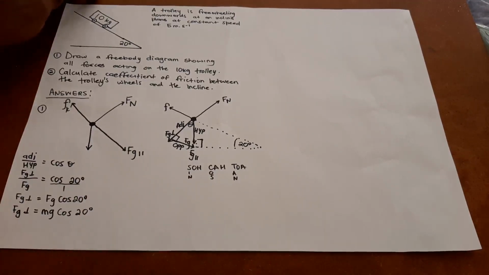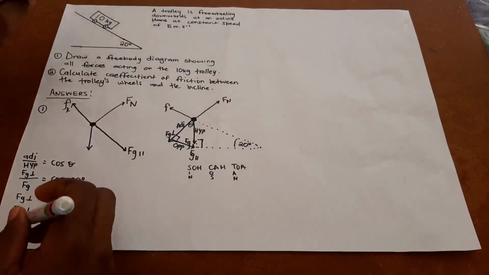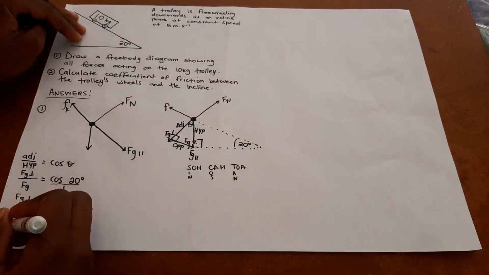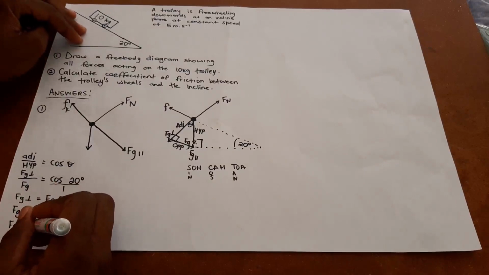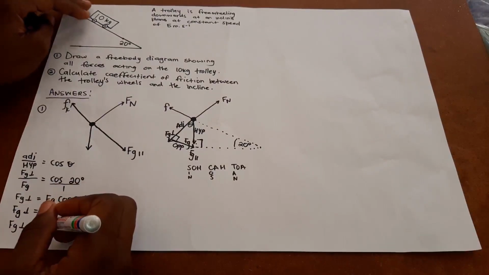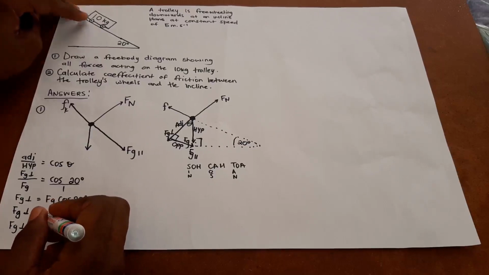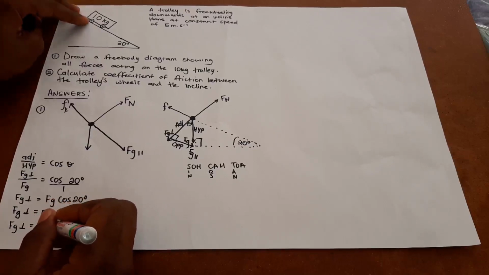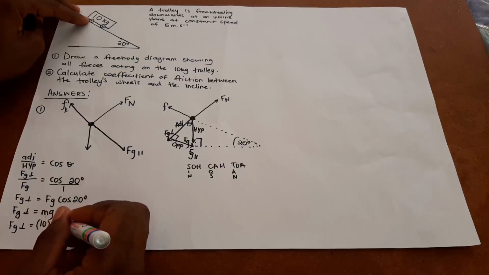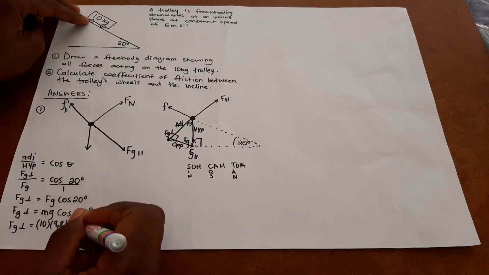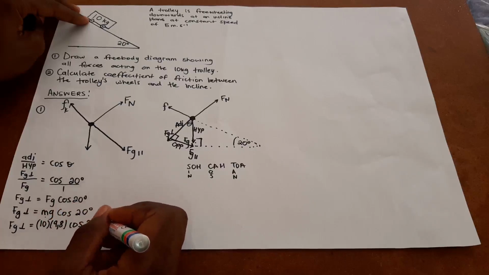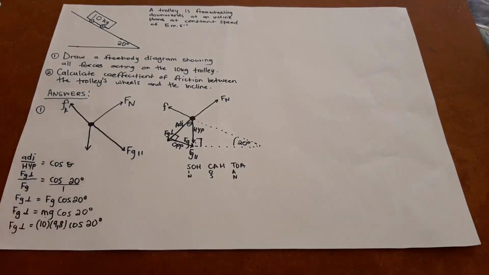I think you're still with me, guys. So we have FG perpendicular is equal to, what's the mass of that object? It's 10 multiplied by 9,8 cos 20 degrees. So let's multiply 10 multiplied by 9,8 cos 20 degrees. Let's press our calculators.